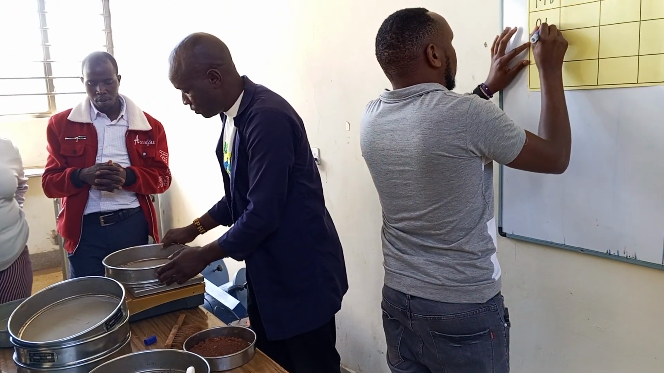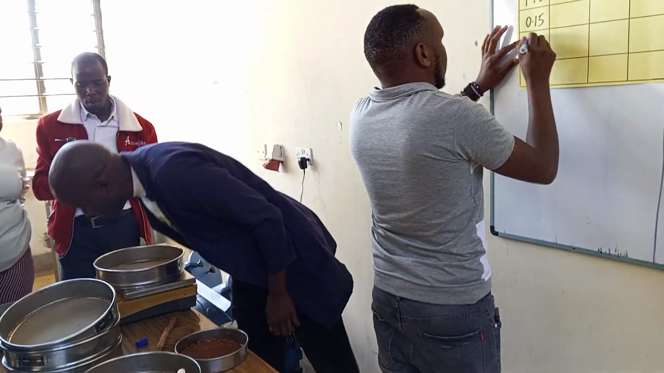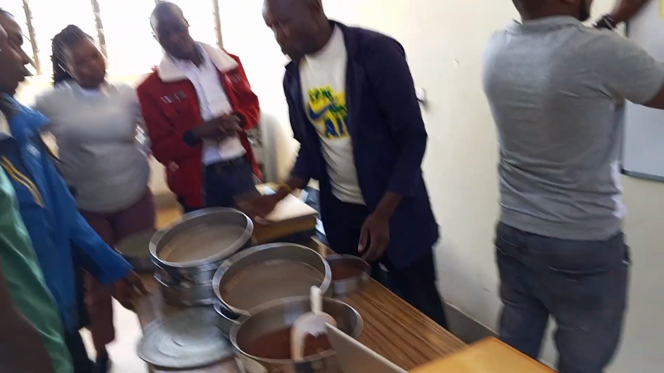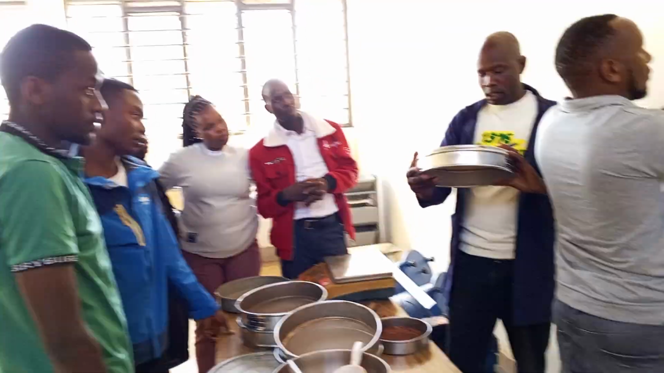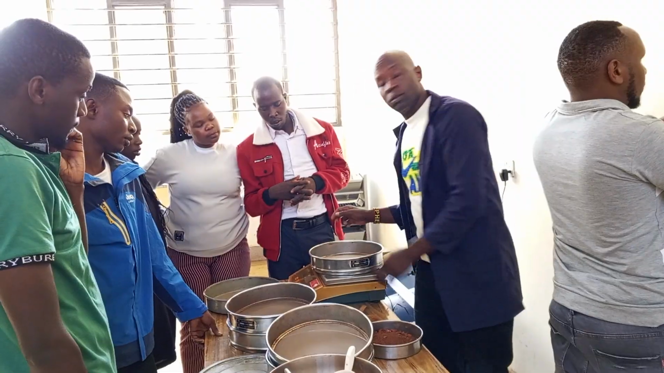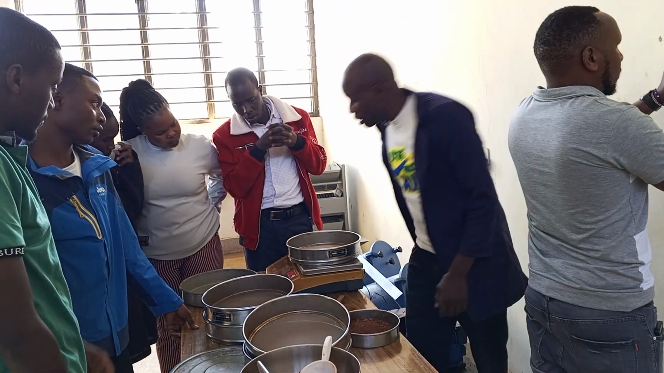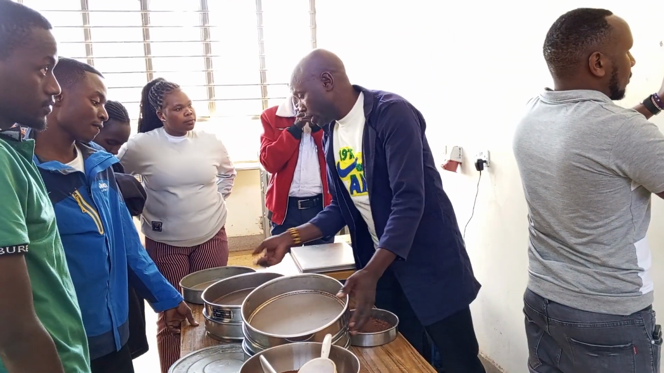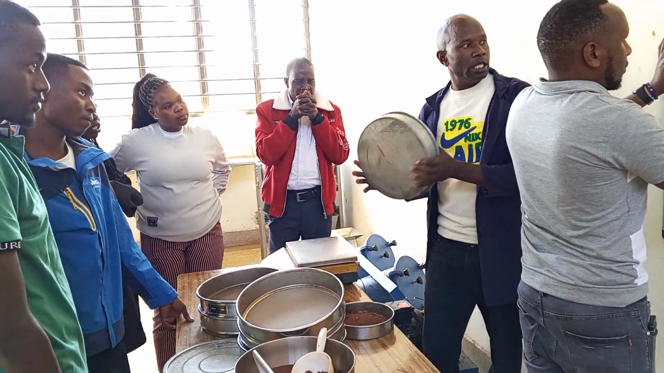Then we measure. 563.1. 563.1. Then my last small size sieve is sieve size 0.075. How much is that? 537.4. Yes. Lastly, you are supposed to measure the lowest part, that is the pan.